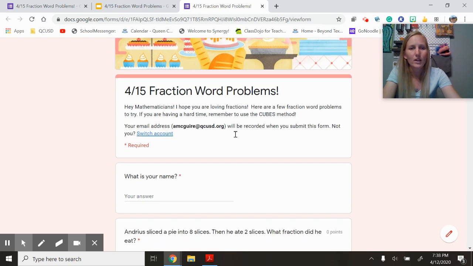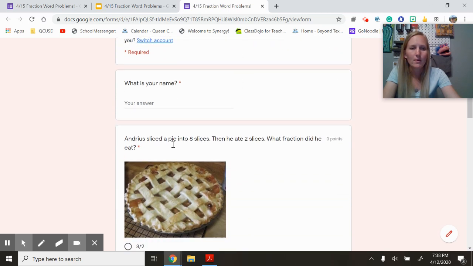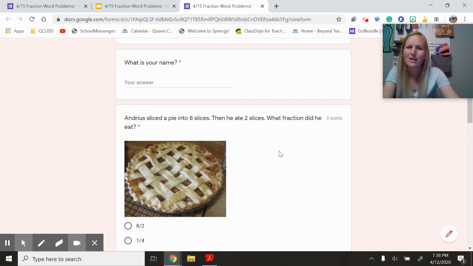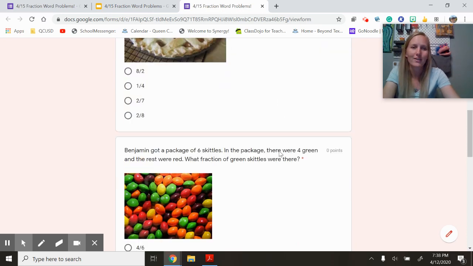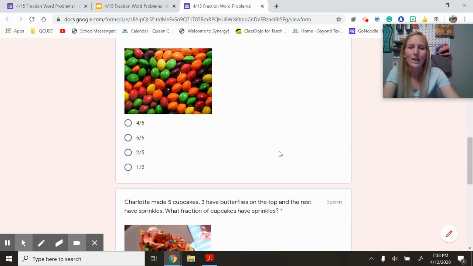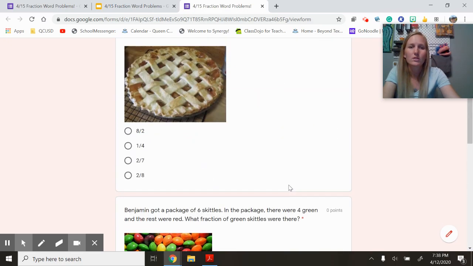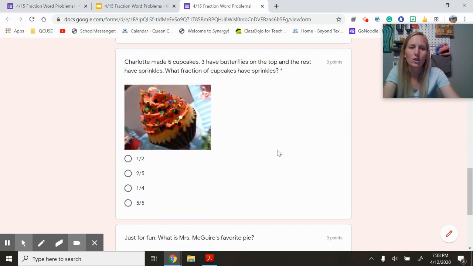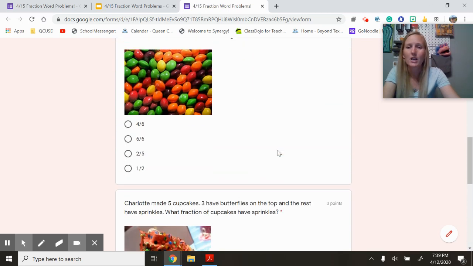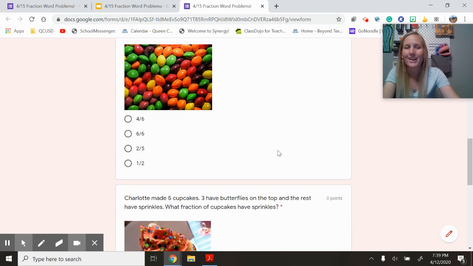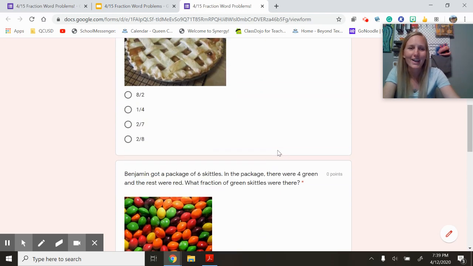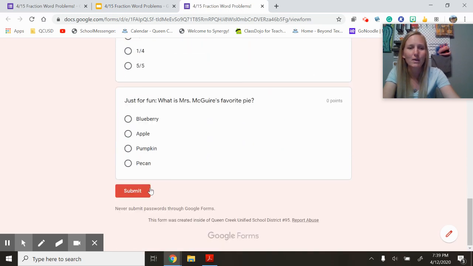Okay, guys. So I'm going to show you what it looks like real quick in your view. So fraction word problems right here. It tells you to write your name. And then it has your names on there for you. I picked a few of your friends in our class. And you're going to do these three word problems about a pie, about Skittles, and about cupcakes. And at the end, a just for fun question about what's my favorite pie. I bet you can't guess. All right. And then go ahead and click this button where it says submit, and you're done. You don't have to do anything in Google Classroom. You just have to press submit here, and it will tell me that you're done with that. You do not have to press turn in Classroom.